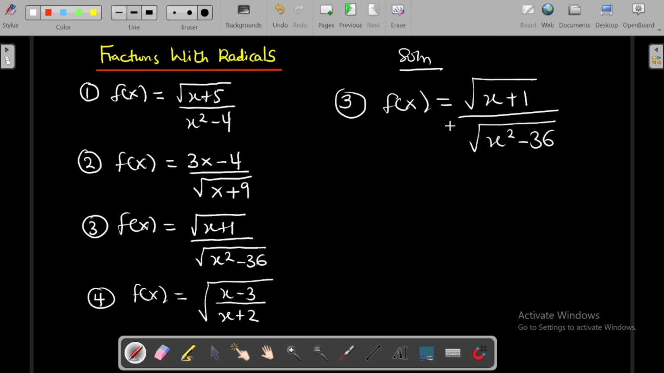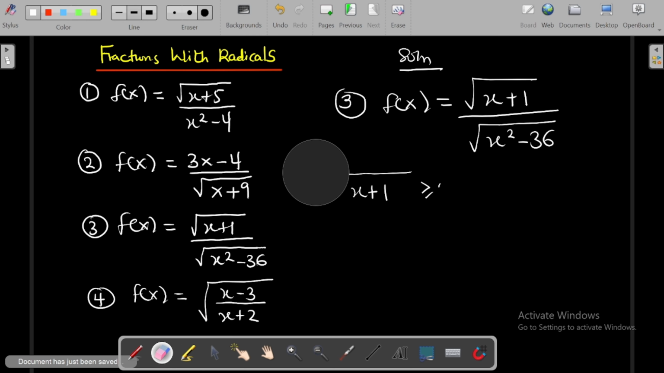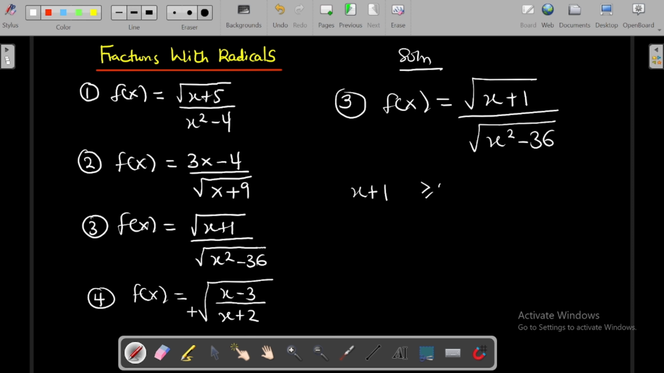So now let us look at this one, right? Now we have gone through the index that had the numerators. So for here, x plus 1 should be greater than or equal to 0, okay.